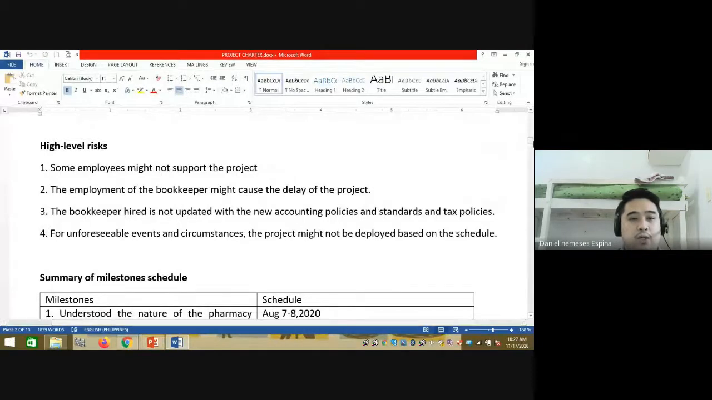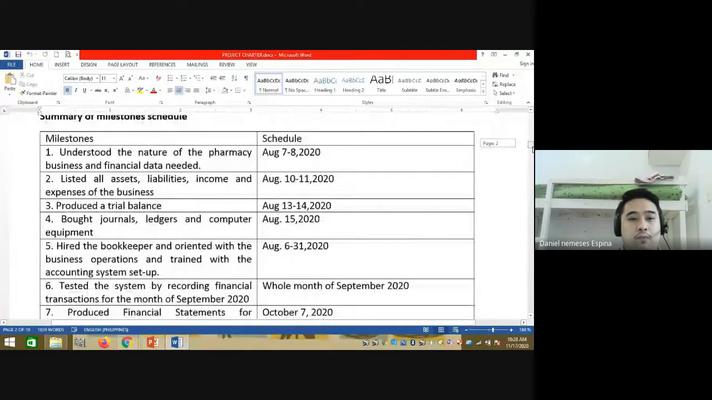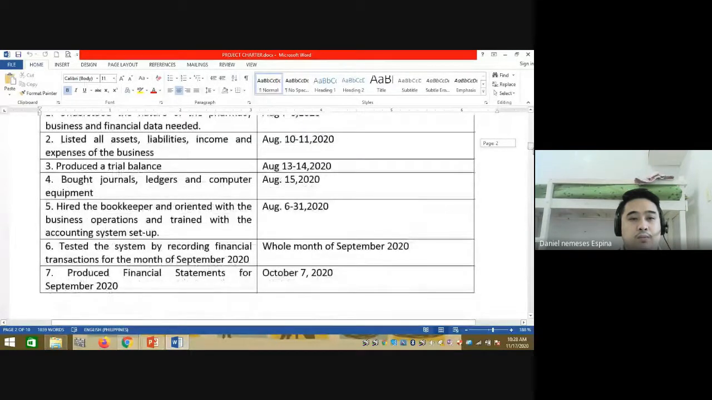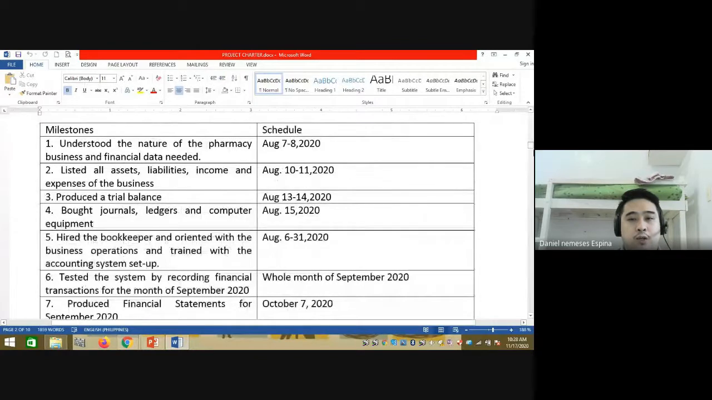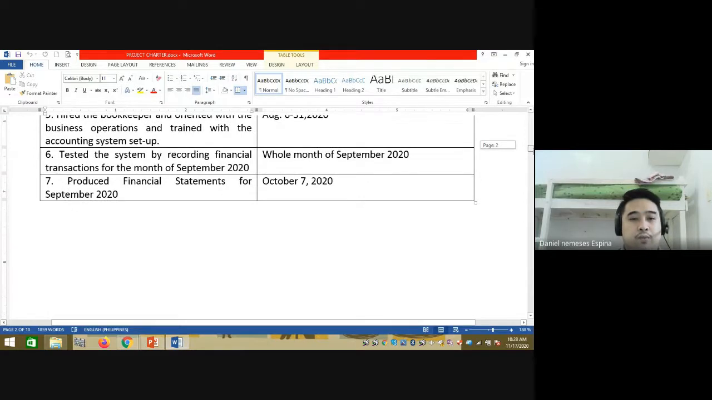High level risks: there are many risks. Some employees might not support. The employment of the bookkeeper might cause a delay. The bookkeeper is not updated, and for unforeseeable events and circumstances, the project might not be deployed on schedule. Then the milestones, with dates. A summary of the milestone schedule, and then the target schedule of when each should happen. Understand the nature of the financial data, and so on. My last milestone is to produce financial statements for September 2020.